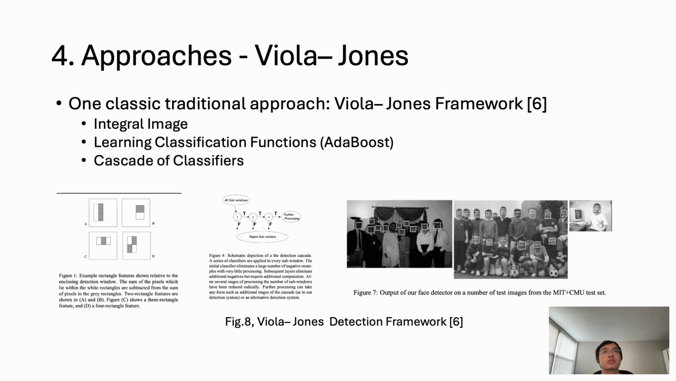Now let's look at the first approach, which uses the integral image to speed up the detection process. They use learning classification functions such as AdaBoost. And they also utilize a cascade of classifiers to improve the efficiency.